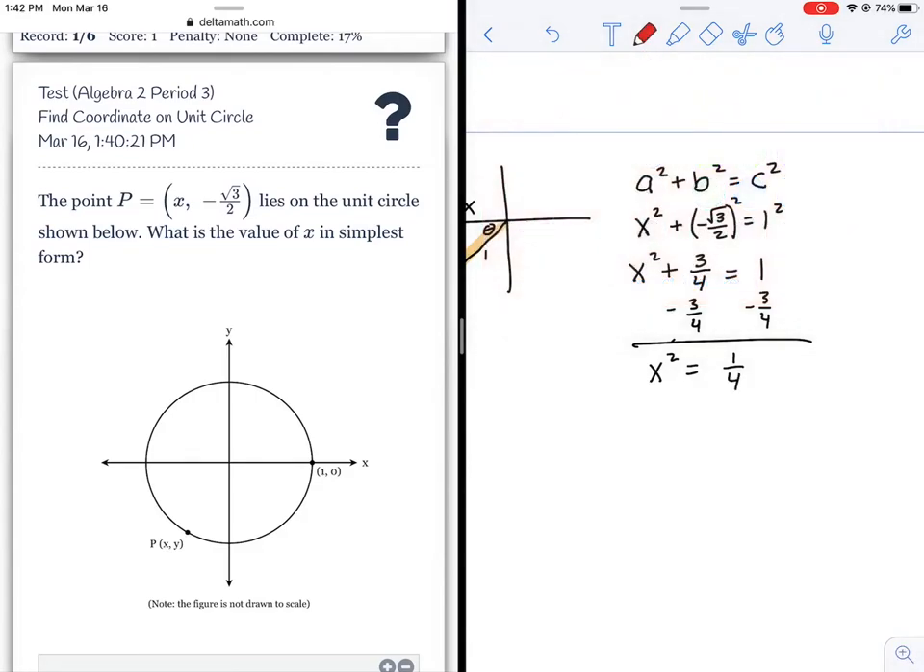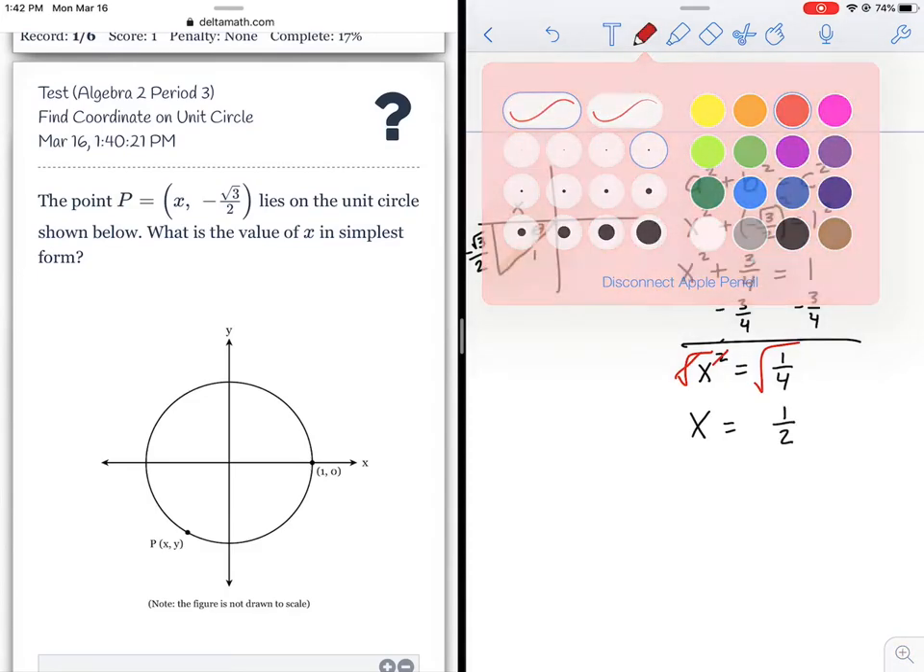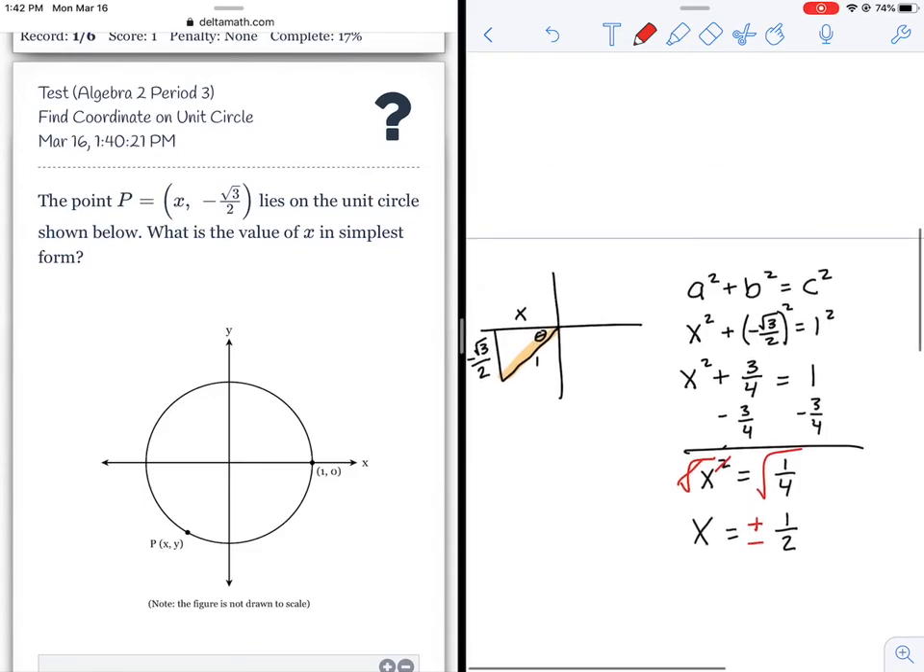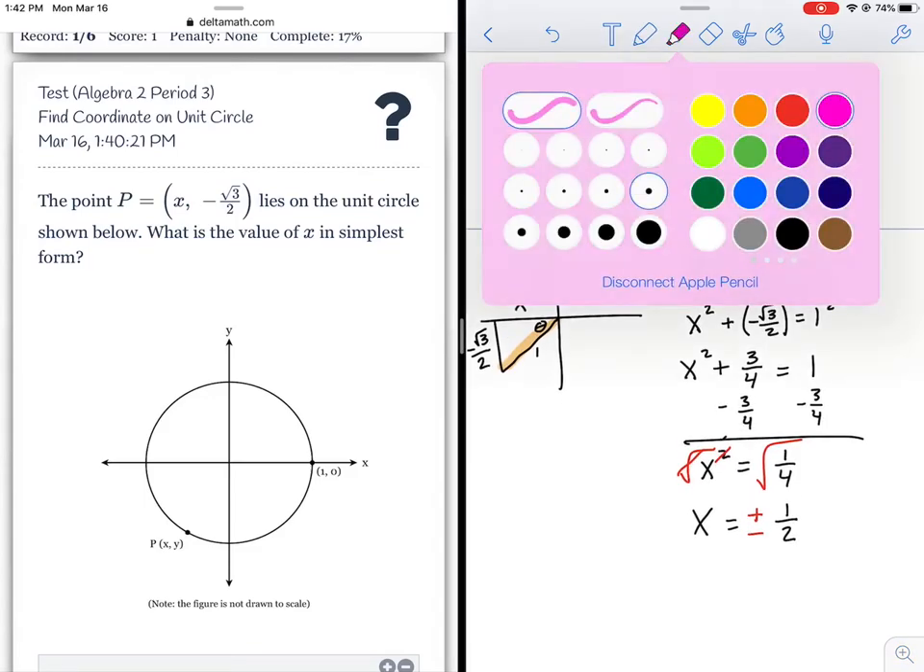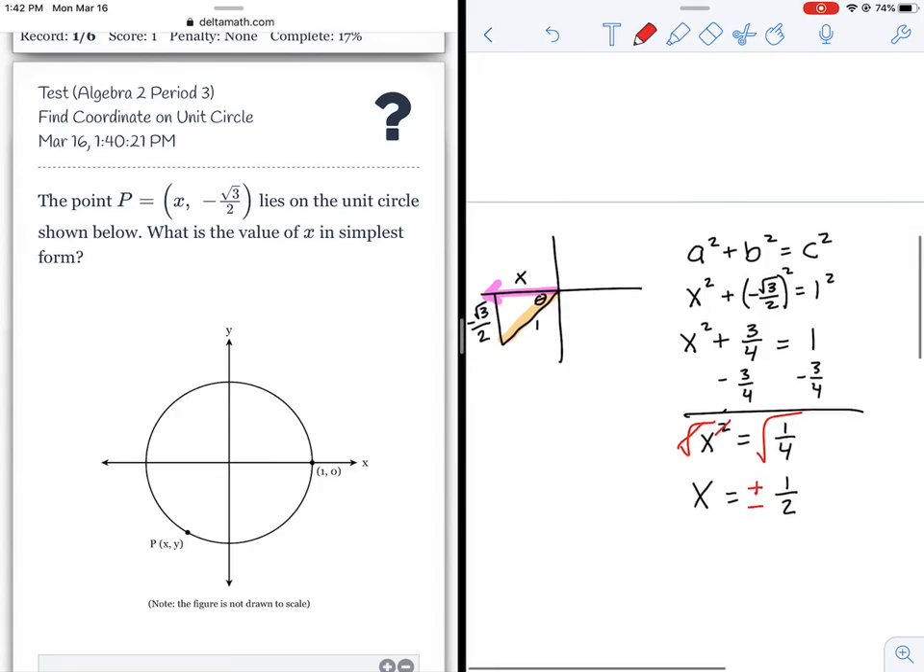Again, I don't want x squared, I want just x, so I am going to take the square root on both sides. This and this cancels out. And if I take the square root of 1/4, I get 1/2. So x equals 1/2. Most important thing, please remember the plus or minus. Again, go back to your picture. In this case, when I'm plotting this point, my x value is going in the negative direction. So although x is equal to 1/2, x is also equal to negative 1/2.